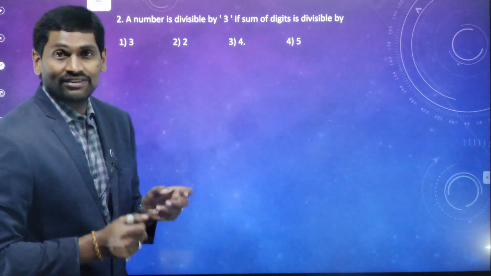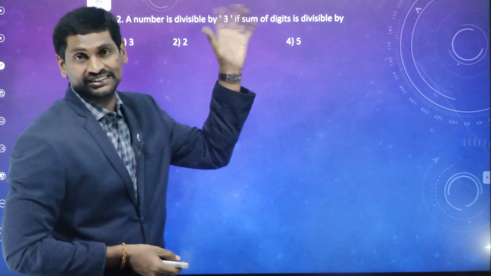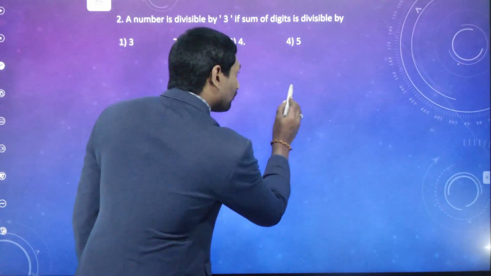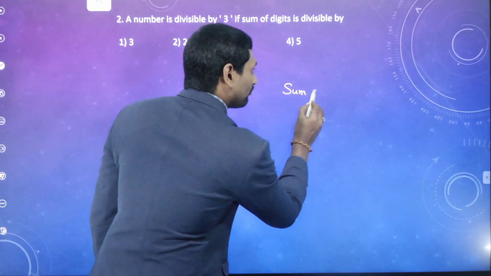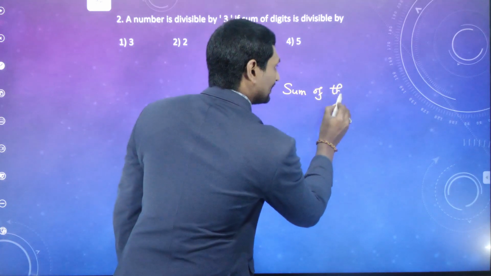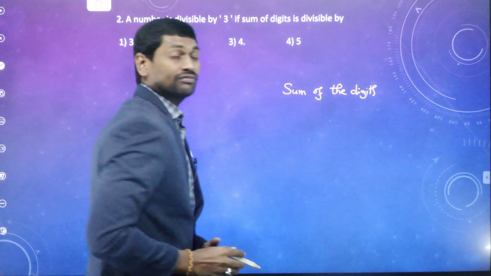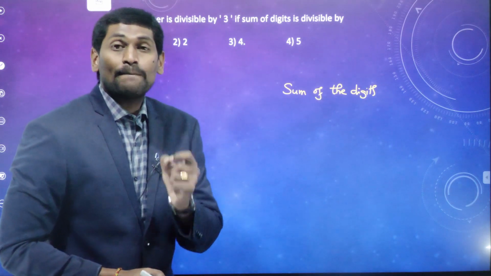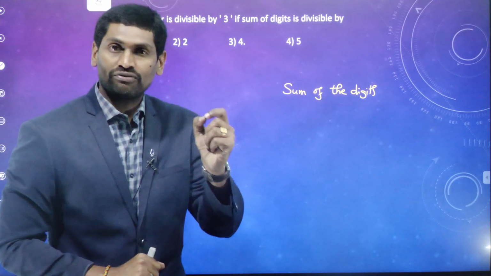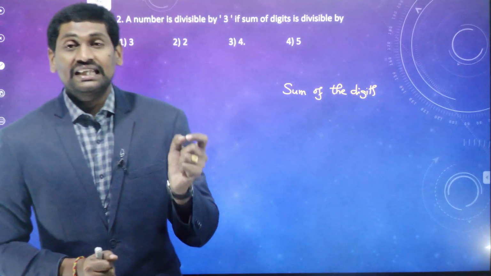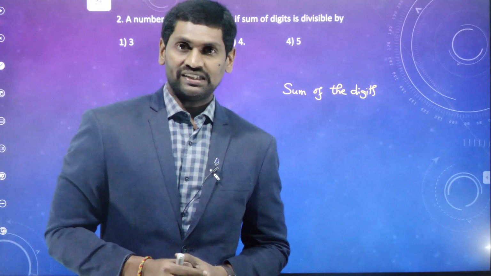Problem number 2, which is given that a number is divisible by 3. What is the divisibility rule for 3? The divisibility rule for 3 is the sum of the digits. If the sum of the digits of a number is a multiple of 3, then the entire number will be divisible by 3.